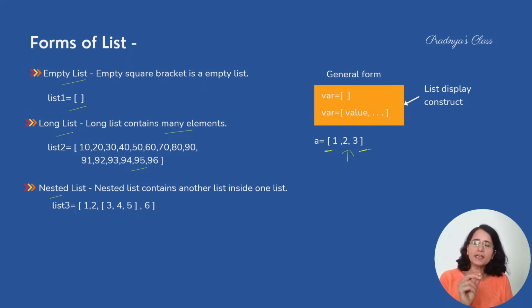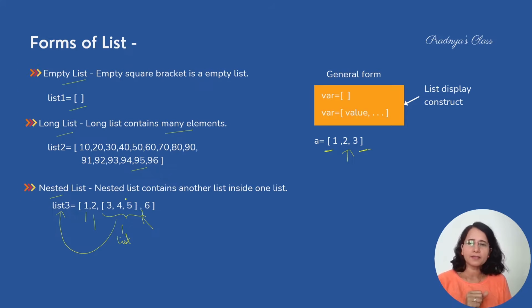Nested list means a list which contains another list as its element. So look at the example. Here is a list with 4 elements. This is the first element, this is the second element, and when you check out the third element, it is also a list. So this list is enclosed inside the list. It is an example of a nested list.